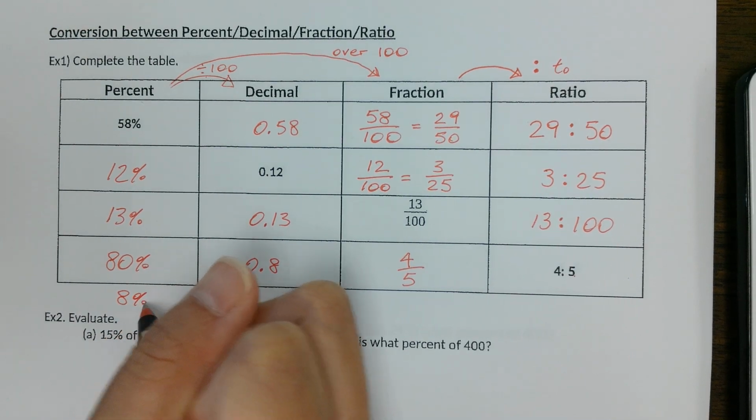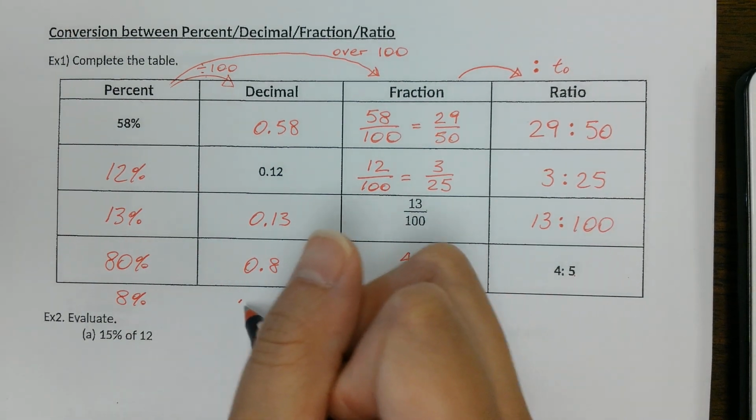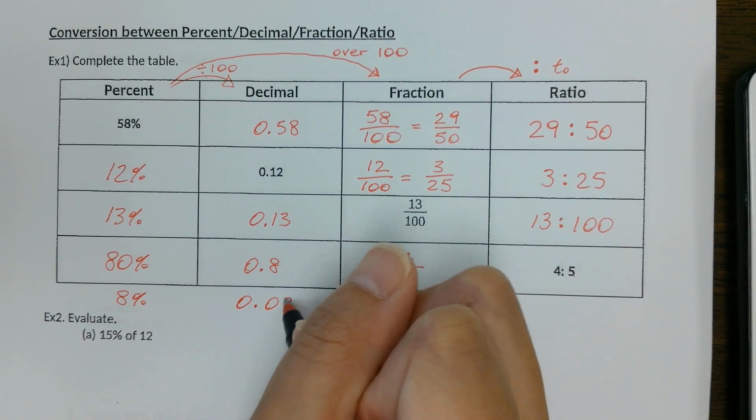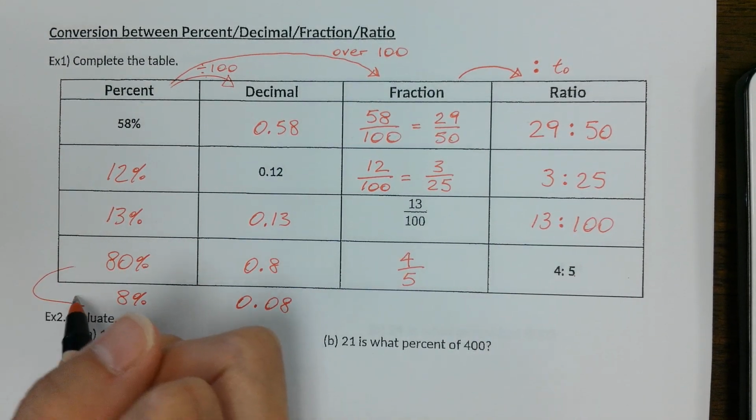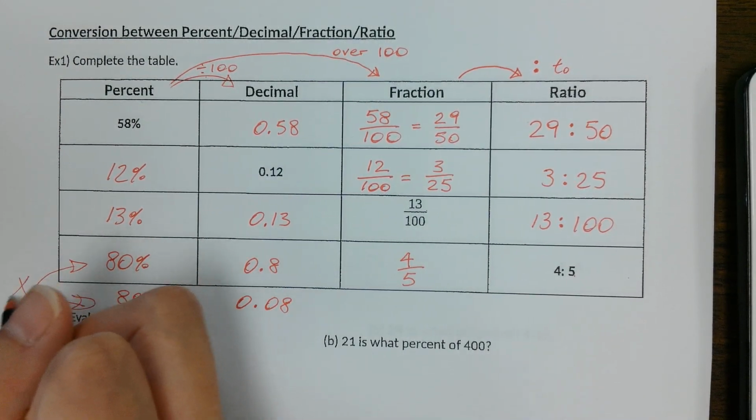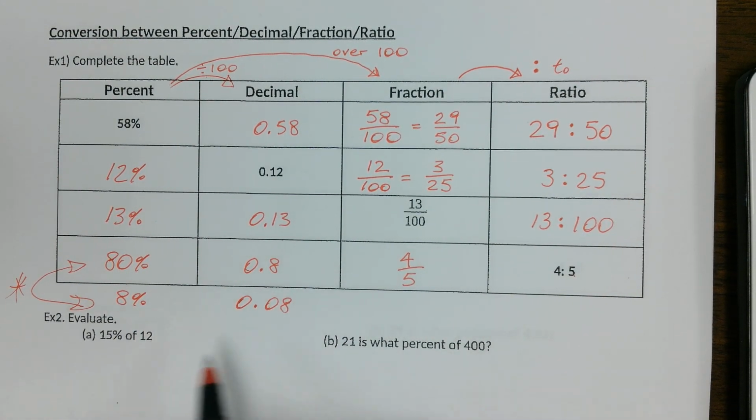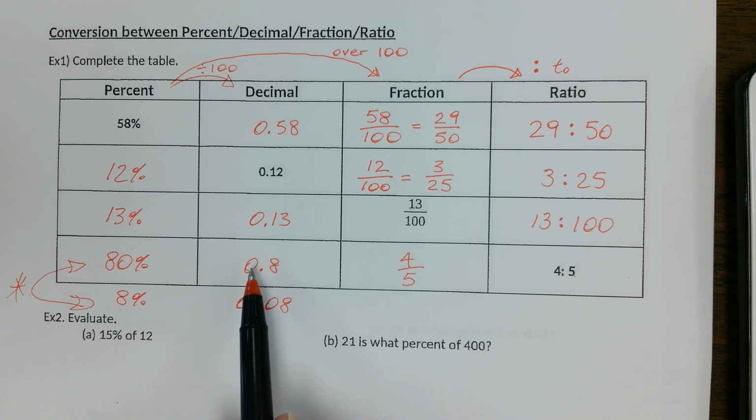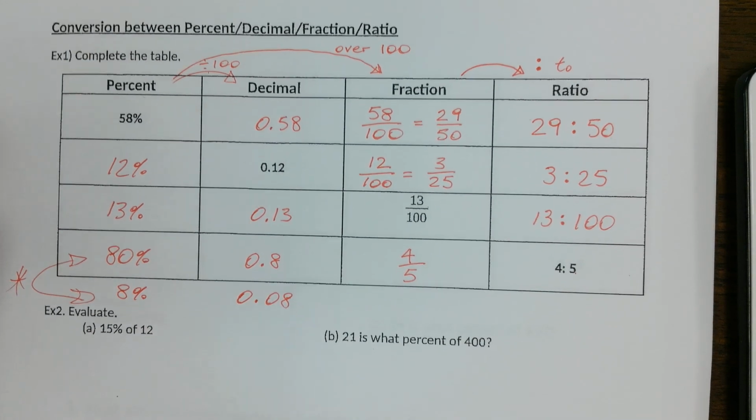What is 8% then? What's 8% as a decimal? Rihanna? 0.08. Okay, so notice the difference between these two. A lot of people make this mistake. So 80% is 0.8, 8% is 0.08. So keep that in mind.